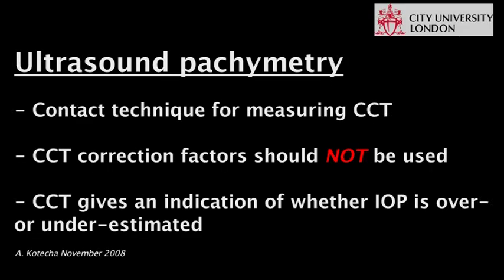Ultrasound pachymetry is a contact technique for measuring CCT. In your lectures, we will discuss how corneal thickness measurements are used to evaluate the IOP measure, but suffice it to say, using nomograms to correct for the corneal thickness effect on the IOP measurement is neither valid nor useful. The central corneal thickness measurement should only be used to give you an indication of whether your IOP measurement is relatively over or underestimated.